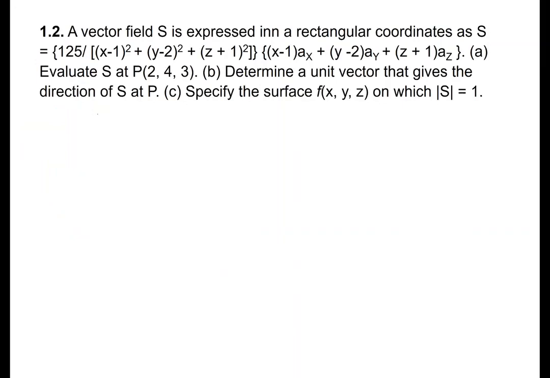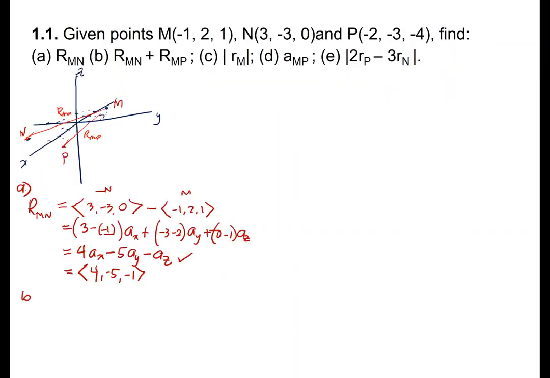Letter B is, we need to get the MP first, no? We need to get the vector MP, which is before we can add RMN and RMP. So RMP, how do you solve the RMP? We have from M to P, so therefore this is P minus M. So we can go directly.